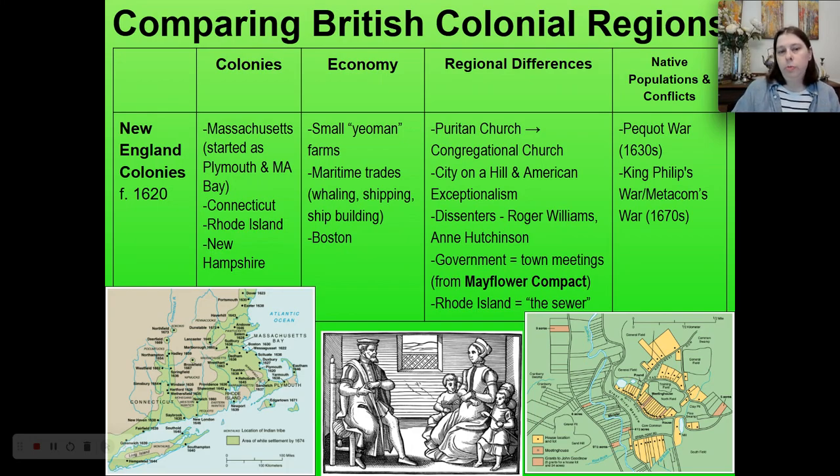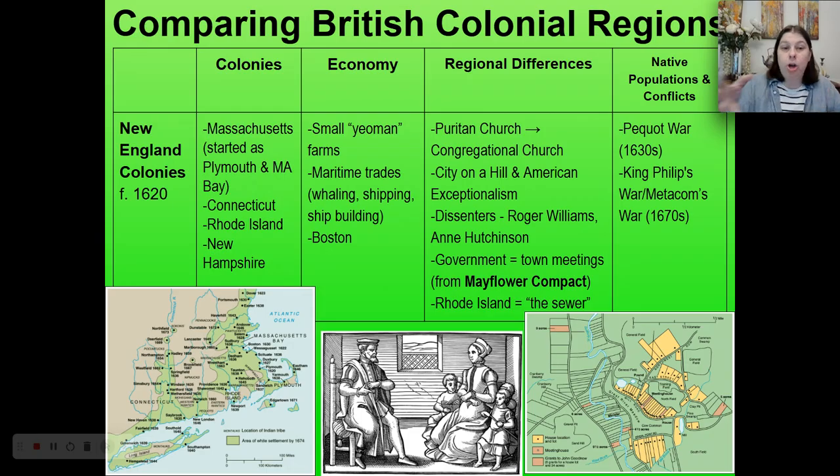Other specific things you may want to know about New England. Again, we're talking in comparison to other colonial regions. It's founded in 1620 by Puritans, as we mentioned earlier, and Puritan settlers tended to come in entire family groups. It would be a father, a mother, their children, and their servants, their whole household.